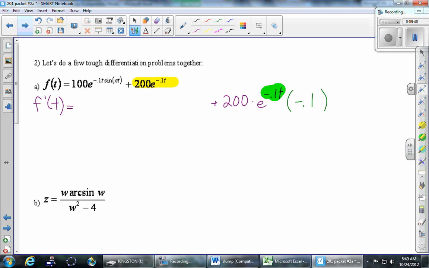Okay, let's jump back to that first one then. Any questions on the second one? That one's done. If you want to simplify, you should multiply 200 by negative 0.1, negative 20. That's it.